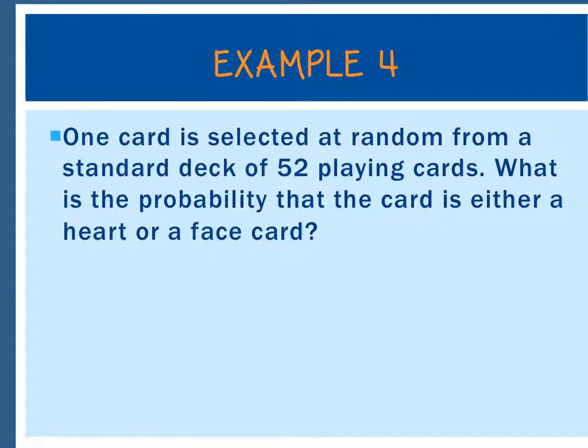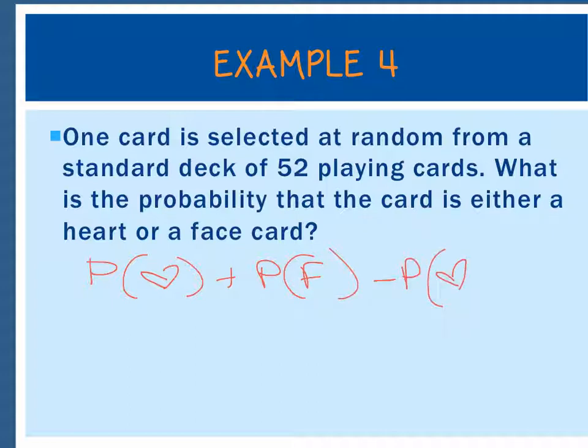So a card is selected at random from a standard deck of 52 playing cards. What's the probability that the card is either a heart or a face card? So first, you have to read that and establish that this is mutually not exclusive. A heart can also be a face card. Does that make sense? Yes. So I'm going to do the probability that it's a heart plus the probability that it's a face card minus the probability that it is a heart and a face card.